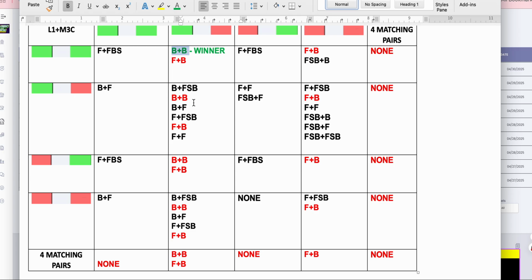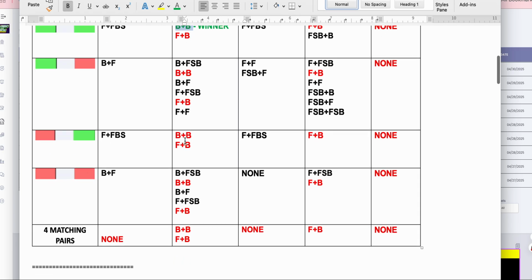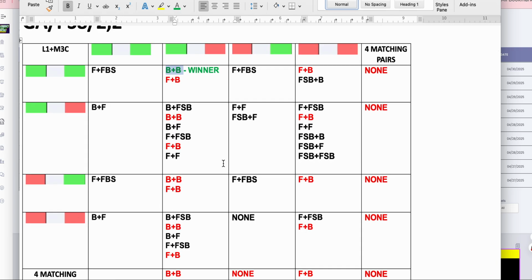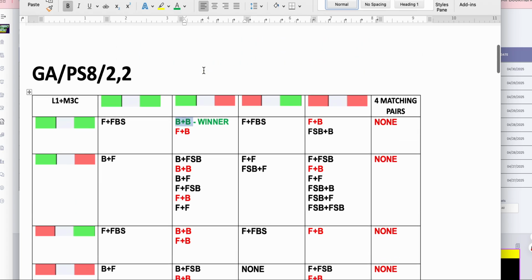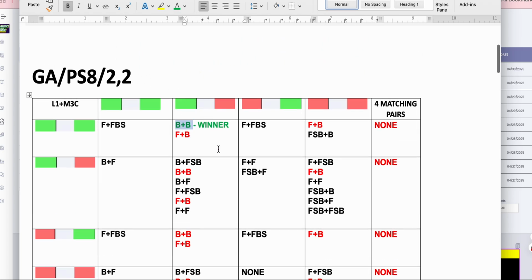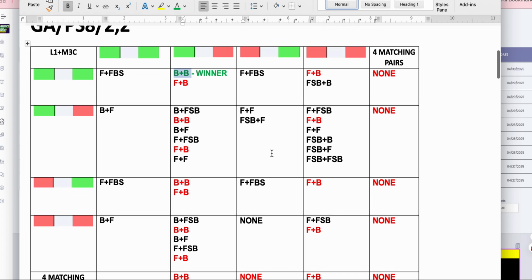You got back-front and front-FSB. See that? This is front-back, this is a duplicate of front, and then these all are duplicates. Okay? But they don't always bring up numbers when you're isolating, like 822. Well, I'll do an example for you and see what numbers come up.